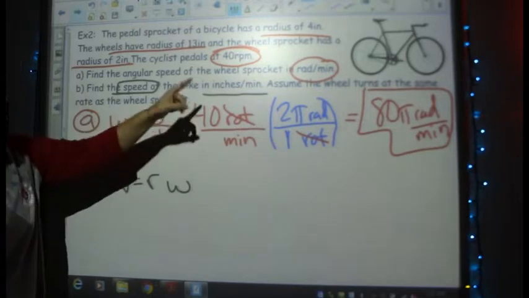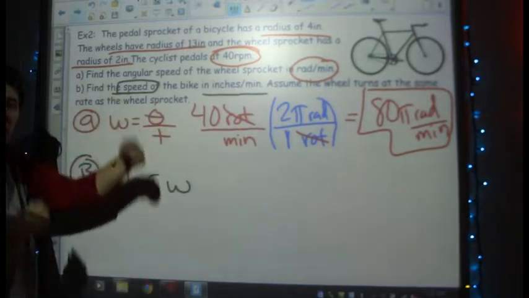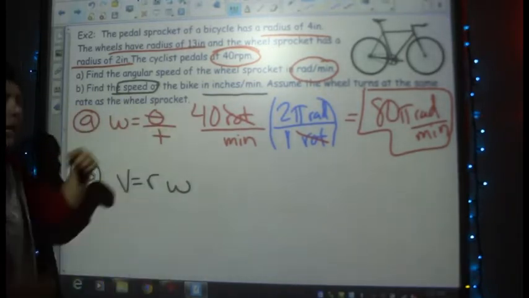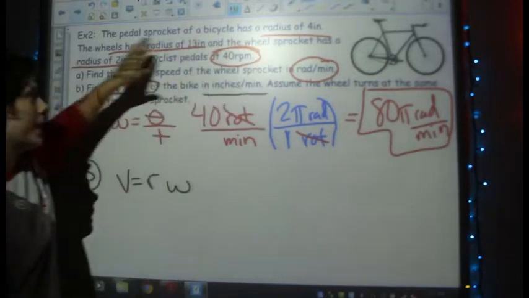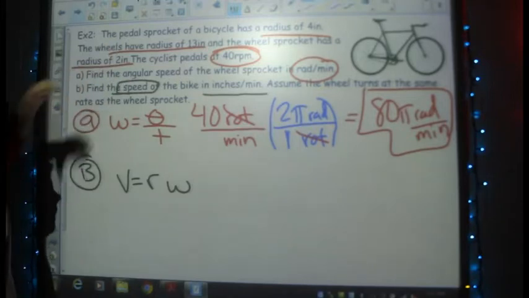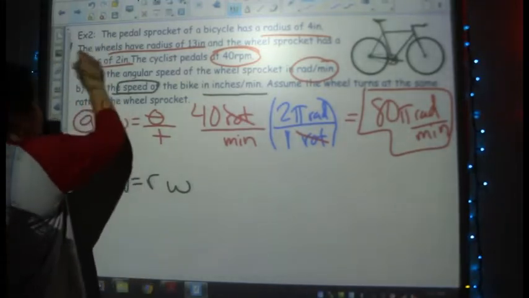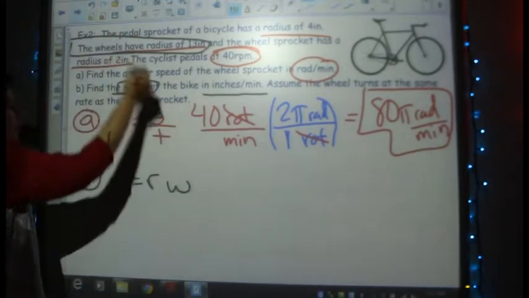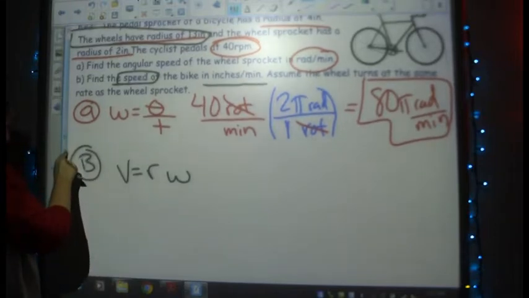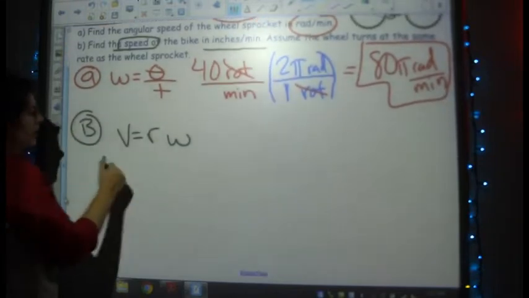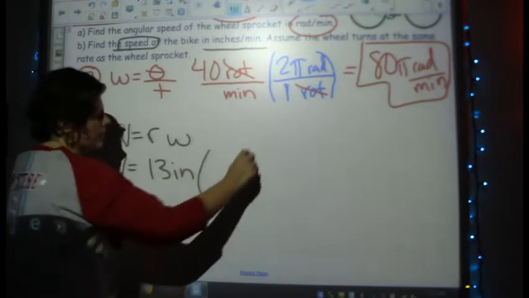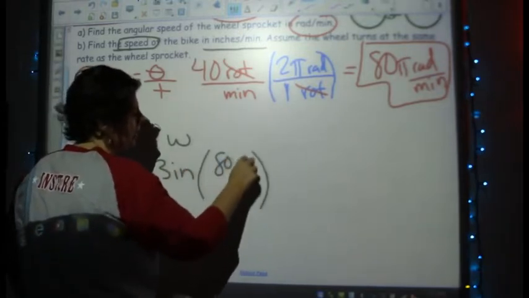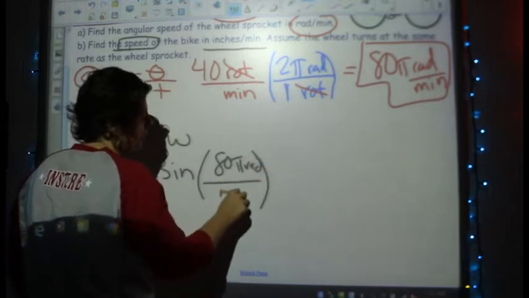I'm talking about the speed of the bike, and that has to do with the wheels, how fast the wheels are turning, how large the wheels are. So despite the fact that they give me 3 different radii, or radiuses, which isn't really a word, that's why we say radii, I'm going to use the one that has to do with the wheels, because I'm talking about the speed of the bike, and that relates to the wheels. So I'm going to say V equals 13 inches times my 80 pi radians per minute.